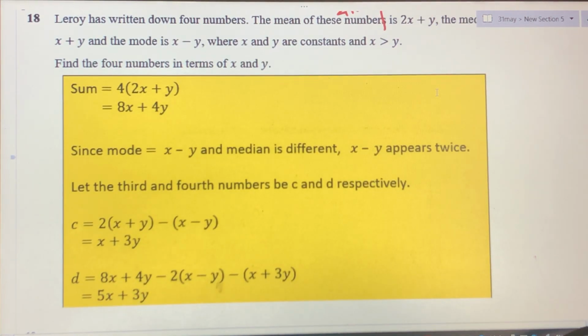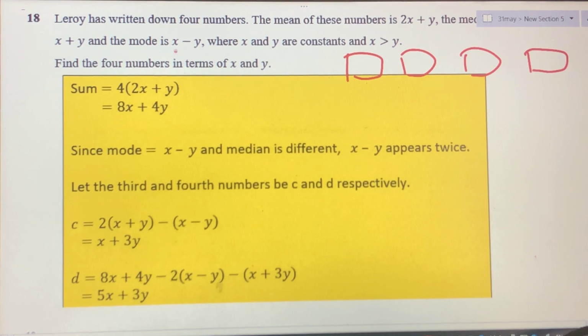Next one. Leroy has written 4 numbers. Now, this one is very badly done. How to do it correctly? You again, ladies and gentlemen, have a visual to guide you. I don't see people doing this. There are some who did this, but most of you don't. You're just doing all the algebra, which is very tedious on your brain.